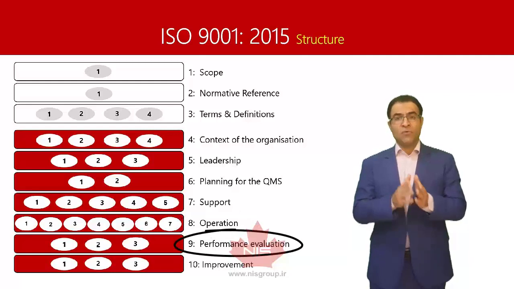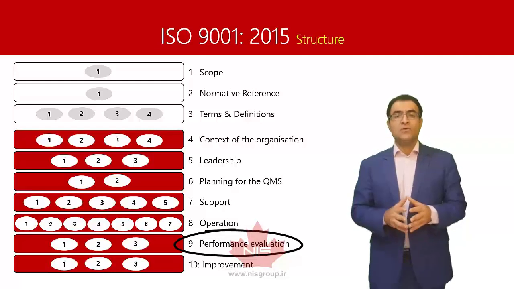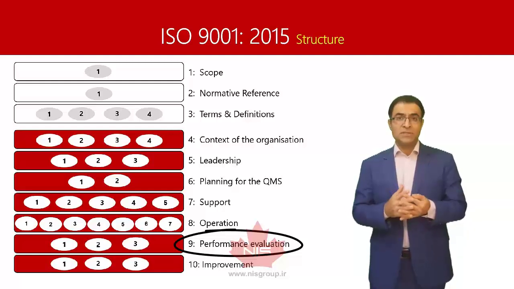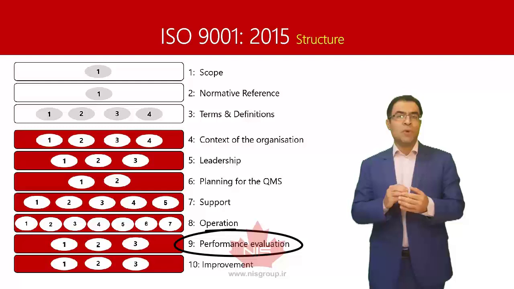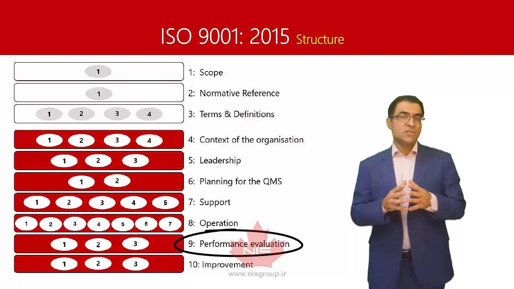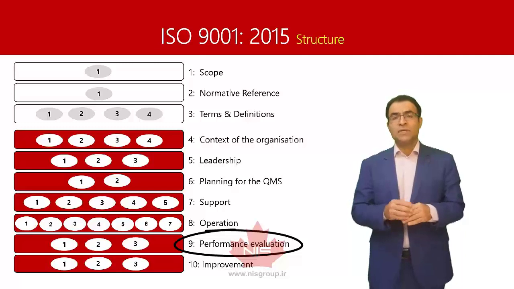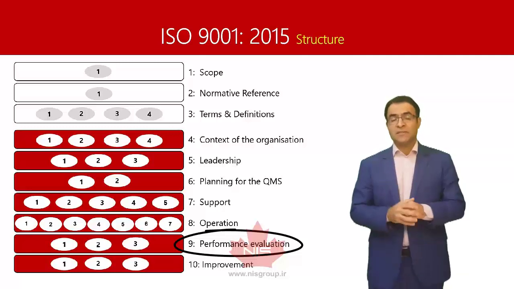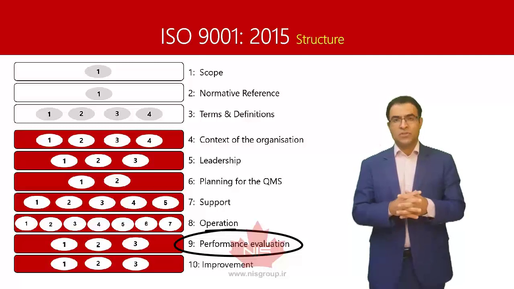Then we step forward and go to clause 9. In clause 9, the standard asks the organization to identify some measures, some monitoring tools to monitor the QMS effectiveness. In 9.1, we will be training you on how and what to identify. For example, maybe quality objectives are a very good indicator to be monitored so that you make sure that your QMS is working as you wish. Internal audit and management review are also covered in clause 9.